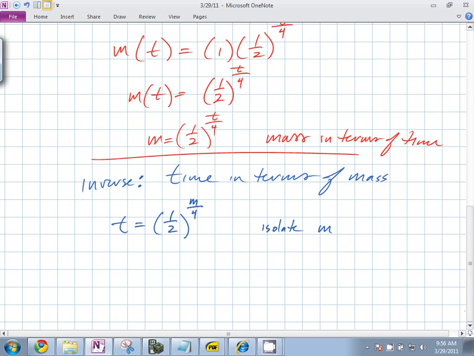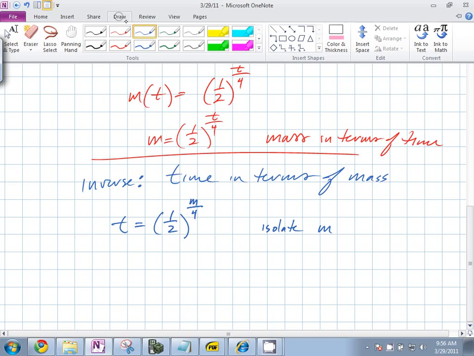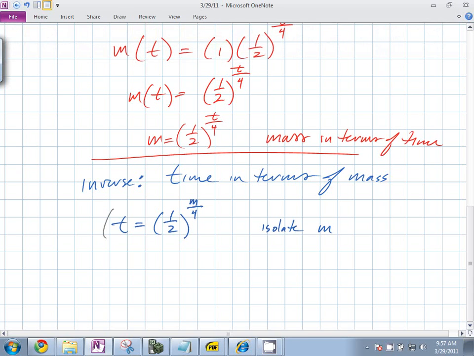So you don't know how to use logarithms yet. That's a wall. But what could you do here to clean this up a little bit? Can't really divide by 1/2 here. What could you do? I don't like that 4 in the exponent. What could I do to both sides to get rid of that 4? Times 4. Times what by 4? The exponent. How do you times the exponent by 4? What operations would I have to do? I have to raise both sides to the 4th. T to the 4th will equal 1/2 to the M.